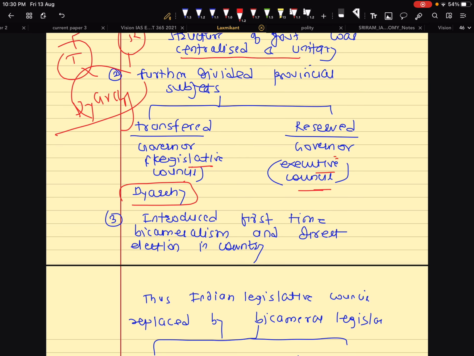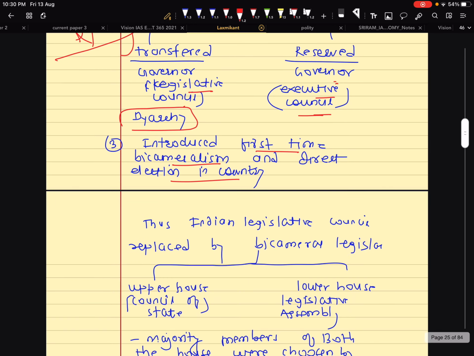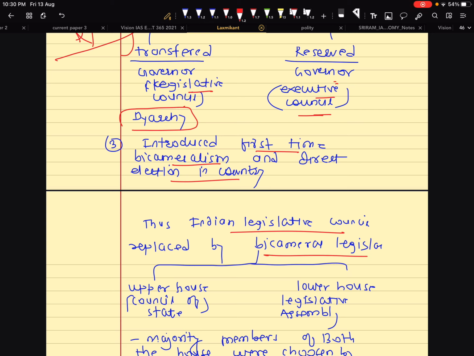Then for the first time they introduced bicameralism and direct election in the country. The Indian Legislative Council was replaced by a bicameral legislature. I will tell you again: by the Act of 1853, there was a Governor General. This Governor General had an executive or advising body, which was divided into two parts. By 1853, the functions of the Governor General were divided into two parts, executive and legislative.